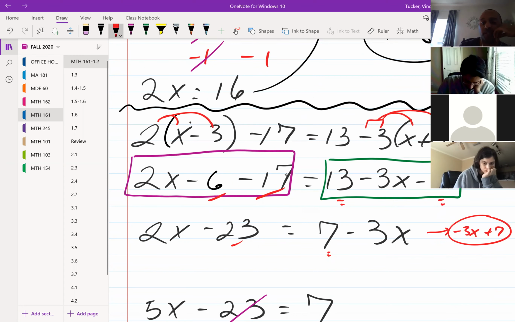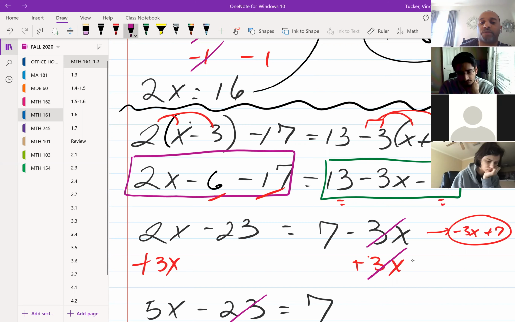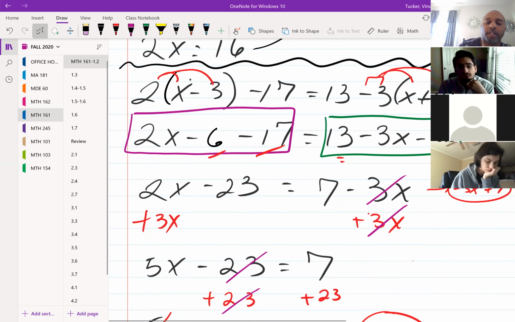So here, I decided to go ahead and move the 3x. Once again, it doesn't matter which you decide to move first. You still get the same answer if you do everything correctly. 3x cancels. That leaves me with 5x. So it'll be 5x minus 23 equal to 7.